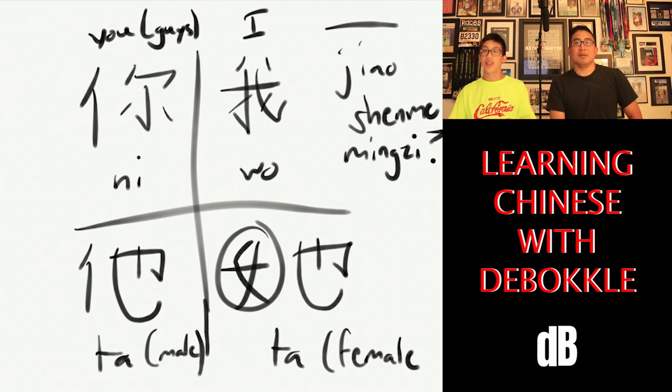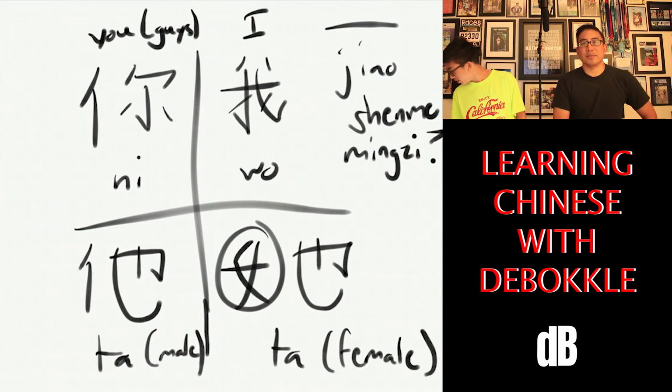And then, ta. Wo jiao Debokkle Gaming. And then, ta jiao shen me ming zi means asking his or her name. Okay. So, ta male is he. Ta female is she. So you go, ta jiao shen me ming zi. It's like, what is his name? And that's really all I got.